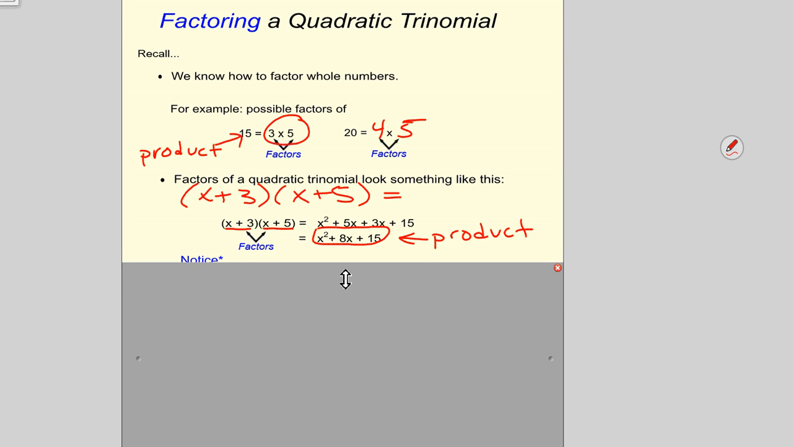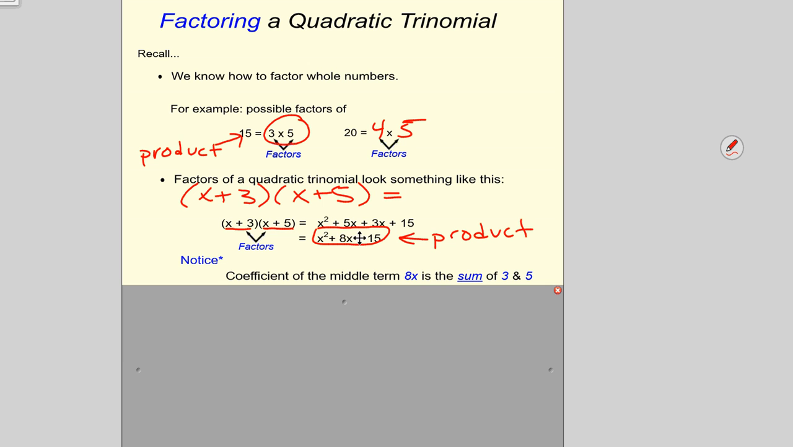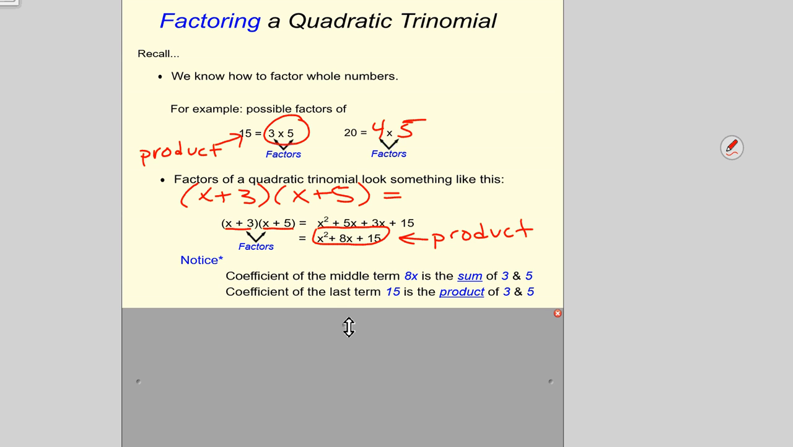Well, let's look. There's a pattern, all right? If we look at this middle term, this 8x here, and then we look at the factors x plus 3, x plus 5, look at the relationship between 3, 5, and 8. 8 is the sum of 3 and 5. If I were to add 3 plus 5 together, don't I get 8? All right, and now let's look at this 15. What's the relationship with 3, 5, and 15? Hopefully you notice that 15 is the product of 3 and 5. When I multiply 3 and 5 together, I get 15. When I add 3 and 5 together, I get 8, right?